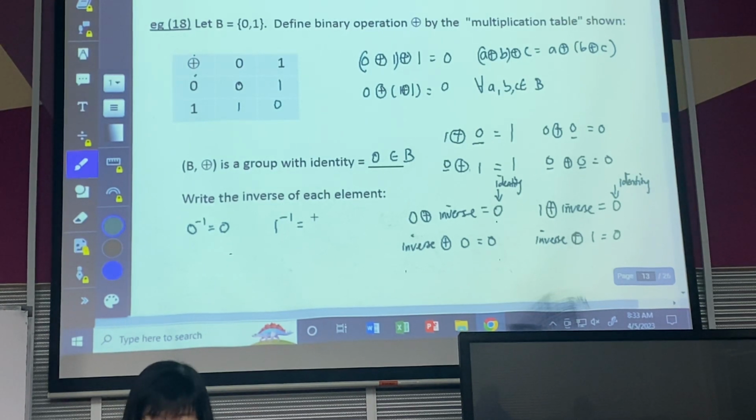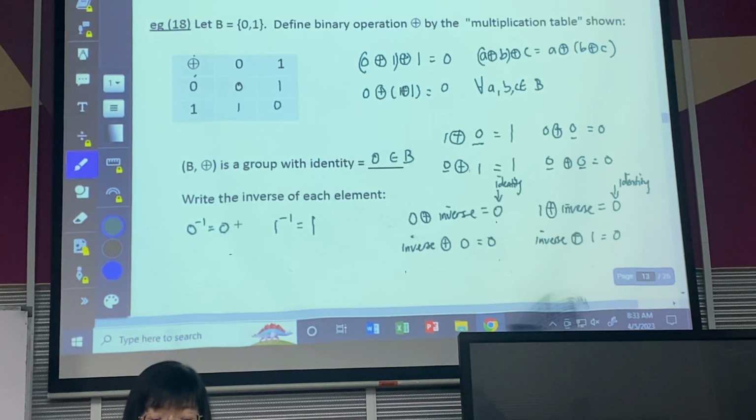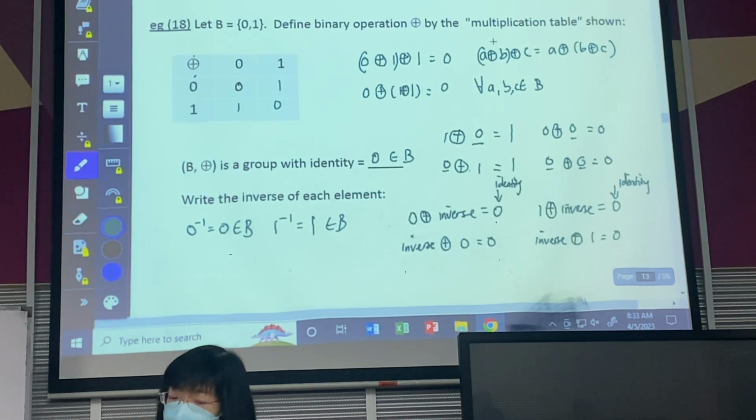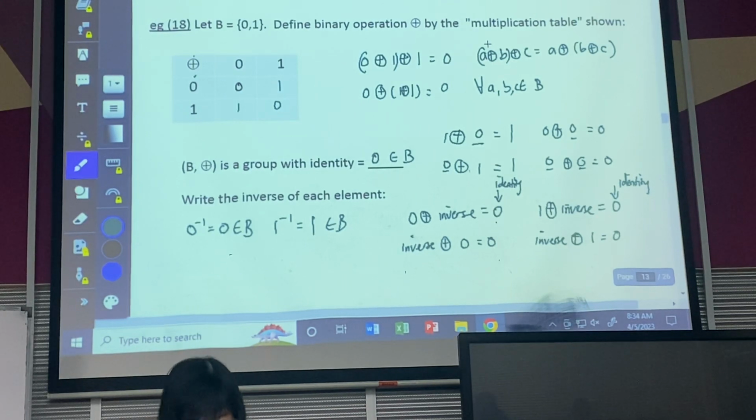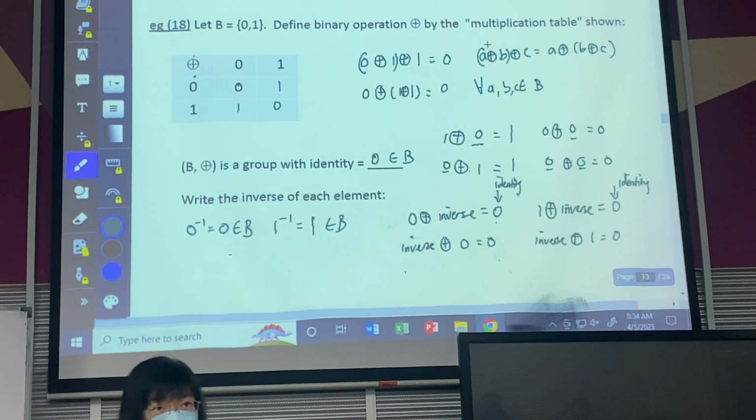1, okay. So for this one, you need to make sure that all of them must belong to the set B also. So both of them are inside the set B, which is 0 and 1. So next time when I ask you what is the inverse of 0, it is 0, and you need to know already.